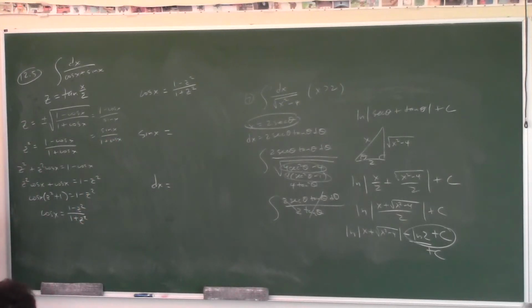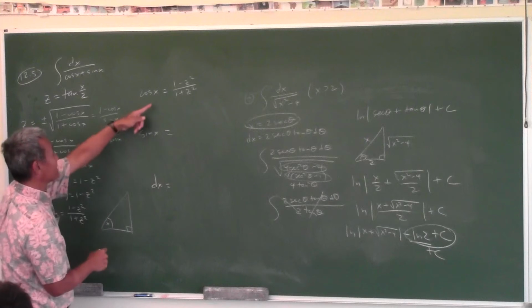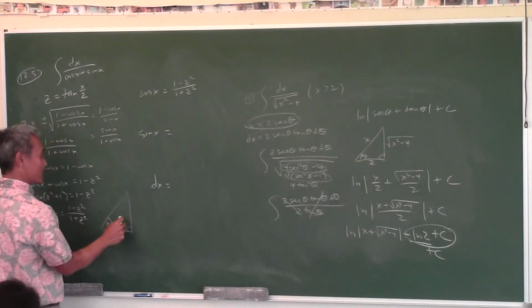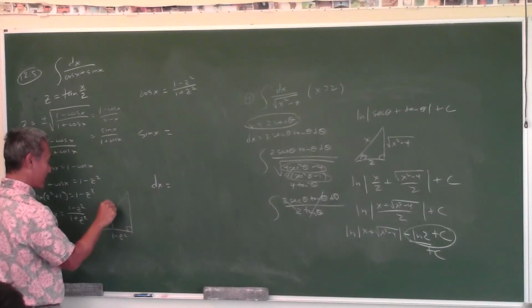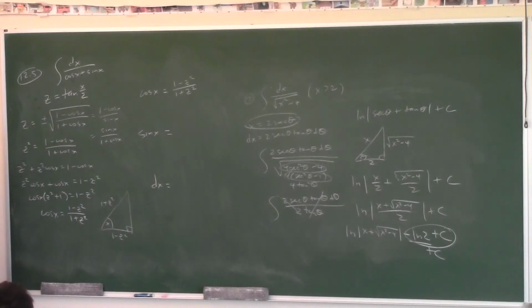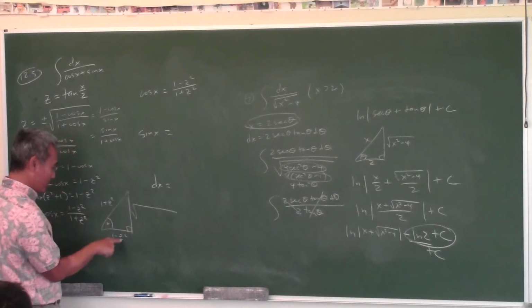See, there's no identity that only has sine in it. This one only had cosine, so we could solve for it. So the easiest way to do it is to draw a triangle. Cosine of angle x is this over that. Cosine is adjacent over hypotenuse, right? Using the Pythagorean theorem, this side would be the square root of this squared minus that squared.